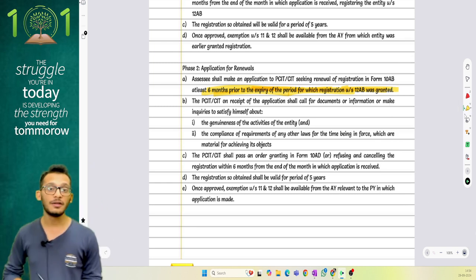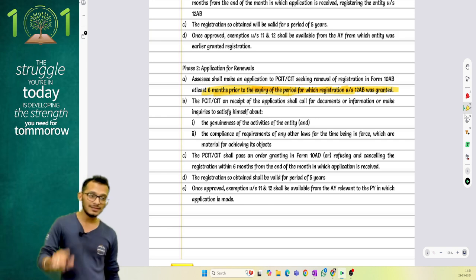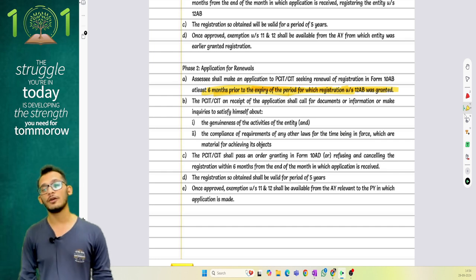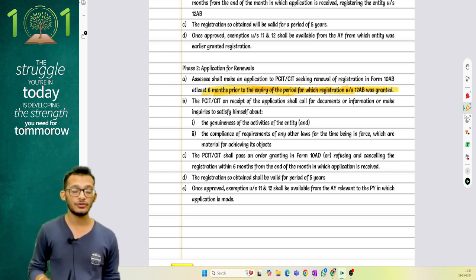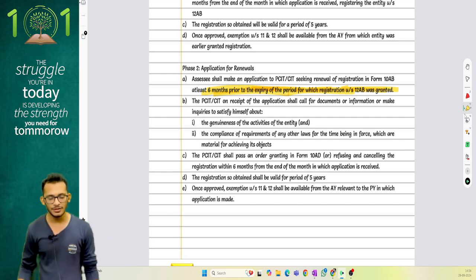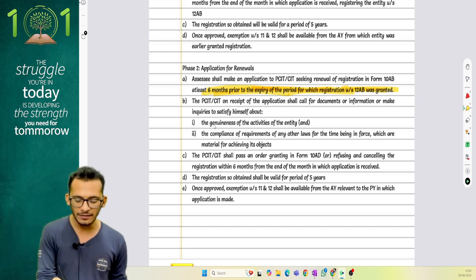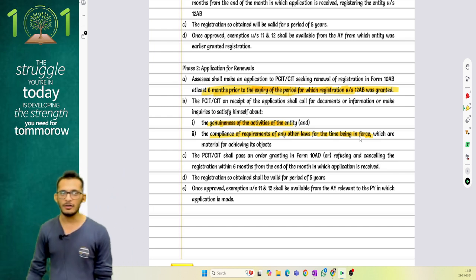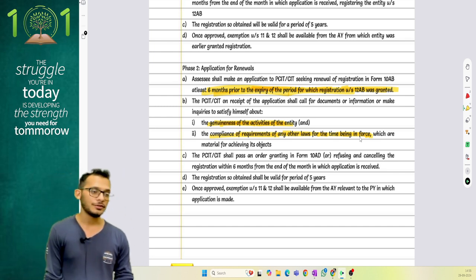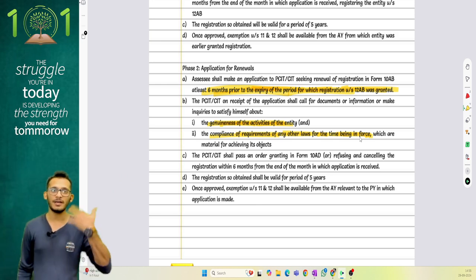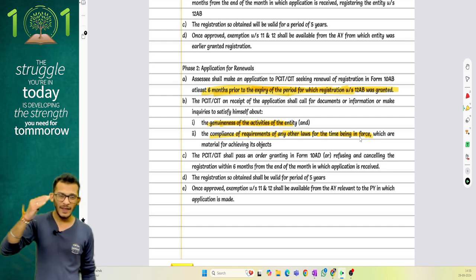Kindly renew my certificate. At this stage, the PCIT and CIT will check for the genuineness of the activities before granting the registration. Which means they will raise an inquiry on you and satisfy themselves that the activities of the business are genuine and that compliance with any laws is being done on time, before they grant you the registration. But the moment they approve it and grant you the registration, you will get the registration for another 5 years. And then the cycle continues.